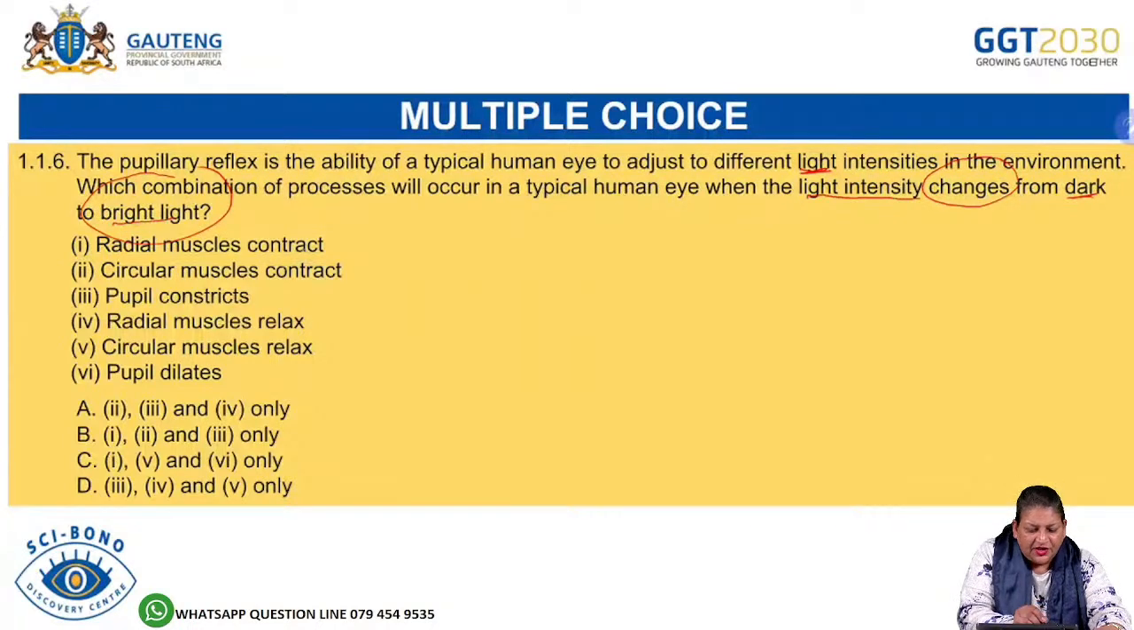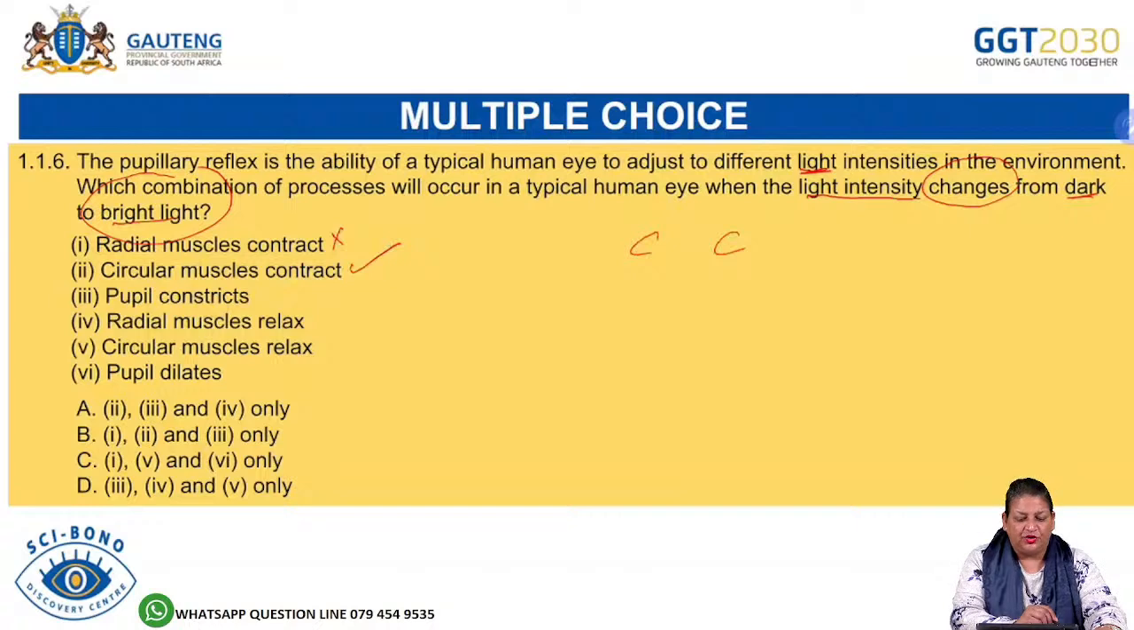Bright light. So radial muscles contract? No. Remember, in bright light, it's going to be CC. Circular muscles contract. So you know that. Now you look for it. Oh, here's circular muscles contract. No, that one there is for the dark, radial muscles contract. Pupil constricts. Yes, in bright light, the pupil becomes smaller, or we say constricts. So you tick it off on your question paper.